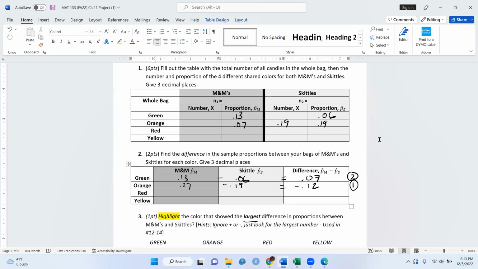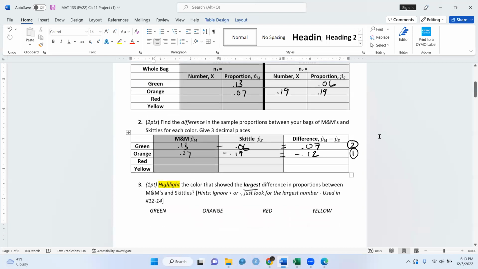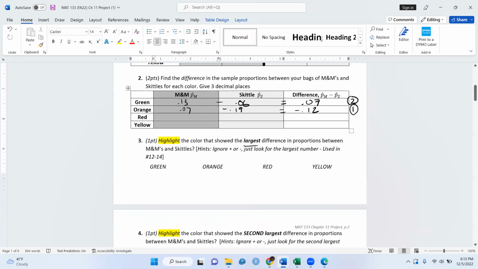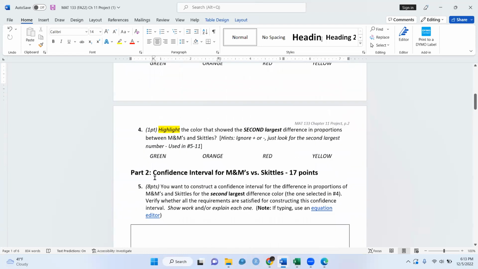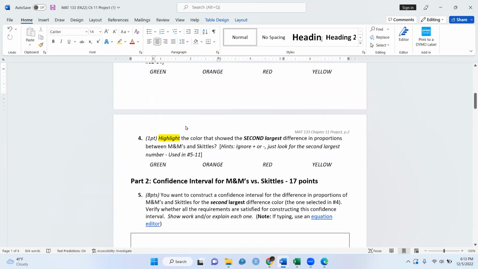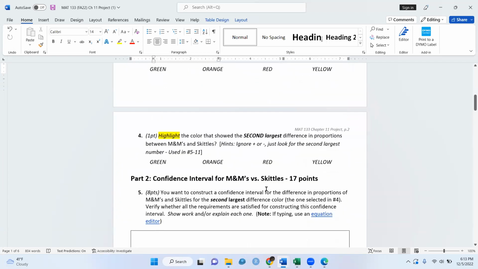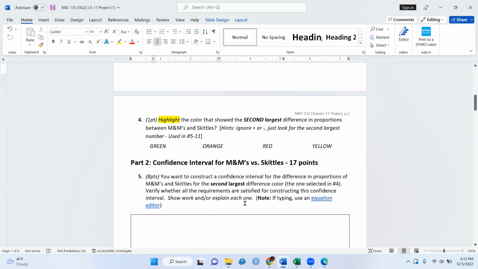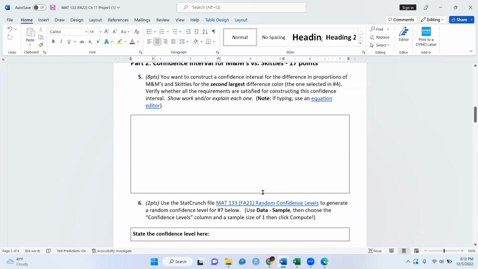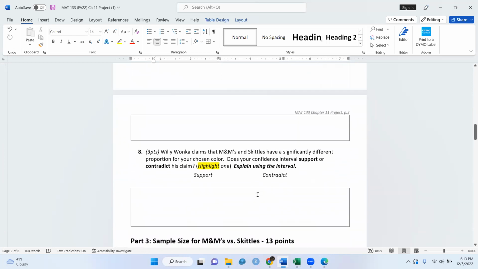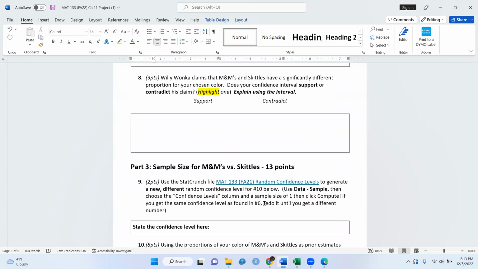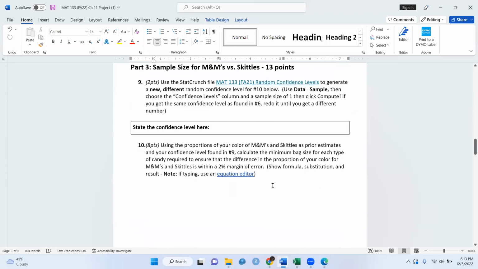How are we doing? And you're going to use each of these differences once to do a confidence interval. So the second largest, whatever answer you did for number 3, you're going to do a confidence interval with. And for whatever you picked for number 3, which was the largest, you're going to do a hypothesis test with. And this is all section 11.1, exclusively 11.1 stuff.